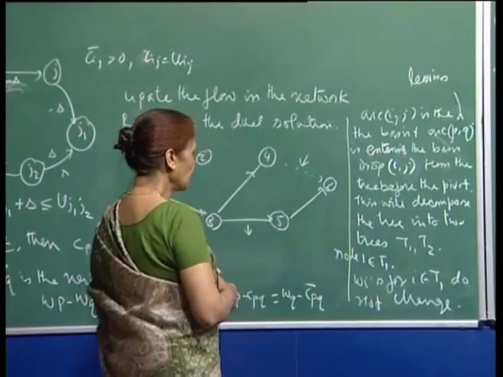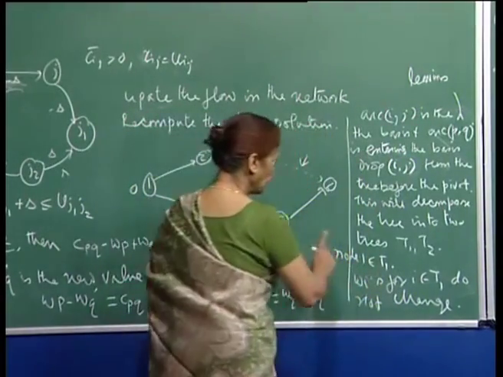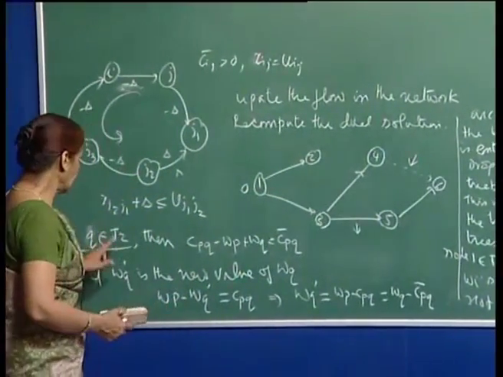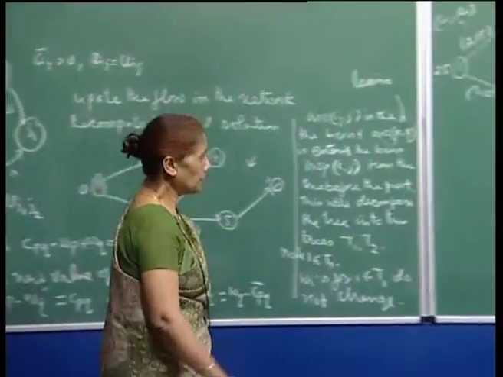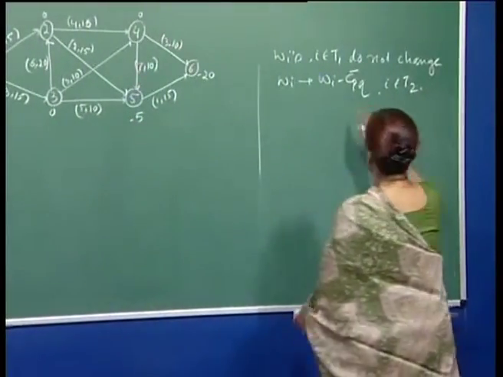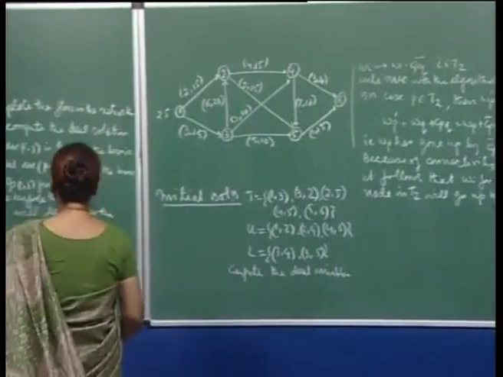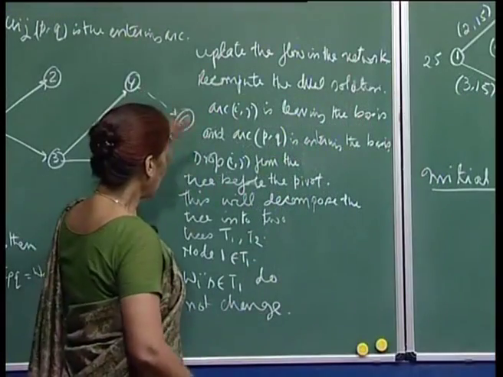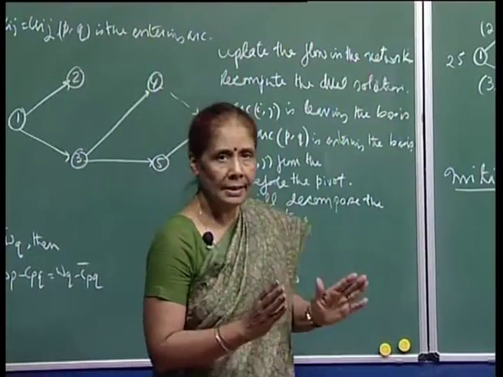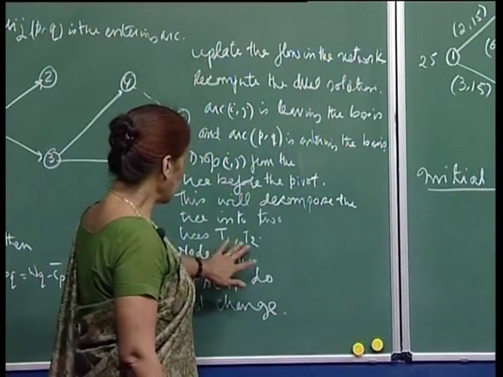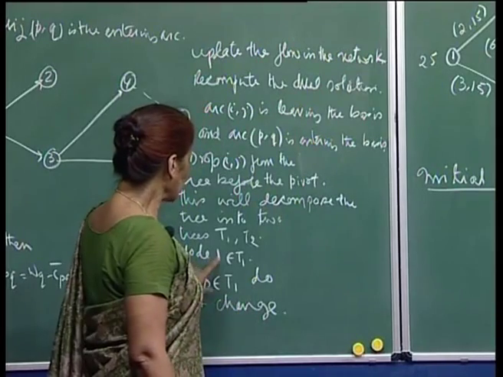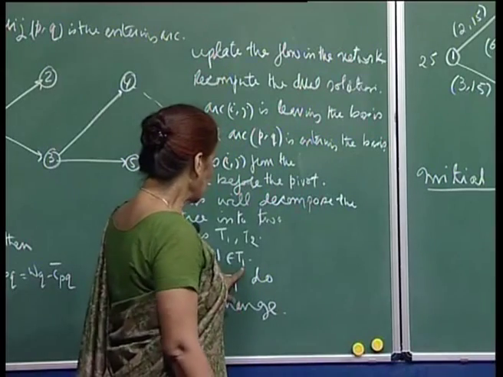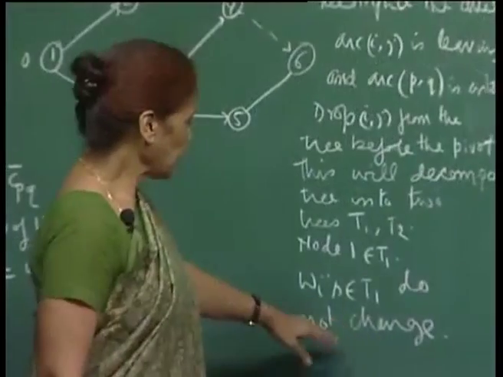This will decompose the tree into two trees. We will call T1 the tree in which node 1 lies, and the other subtree would be T2. So if Q is in T2, then these values will change by C̄PQ. When the arc PQ is entering the basis and ij is leaving the basis, then by dropping arc ij from the tree, it gets disconnected into two parts. We call T1 the subset of the tree in which the root node 1 lies, and T2 is the other one.